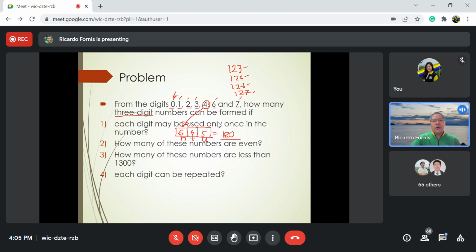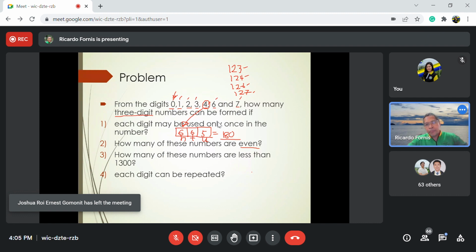Okay, now if you understand the problem, could you help me solve number 2? How many of these numbers are even? So how do you form an even number? If you are going to form a 3-digit number from the digits 0, 1, 2, 3, 4, 6, 7, the question is, how many of the numbers are even? So how do we solve this problem?